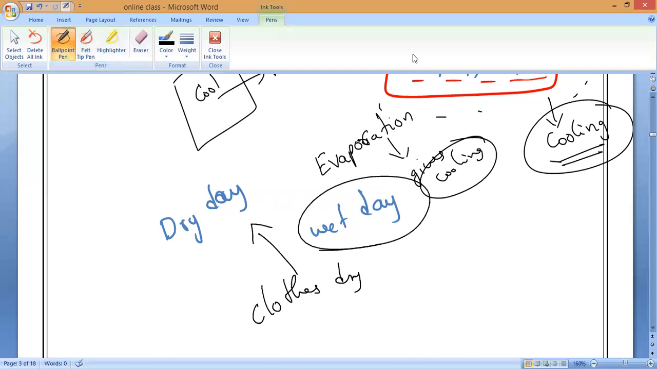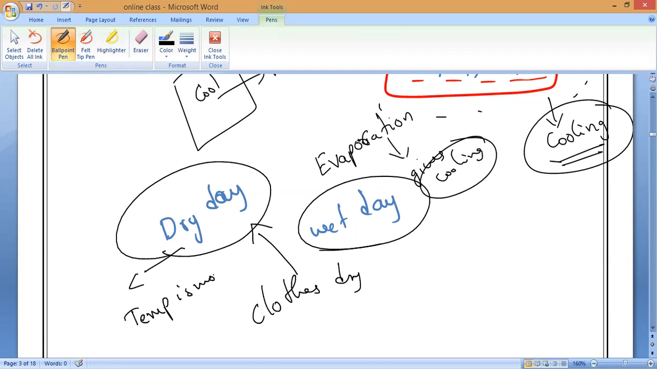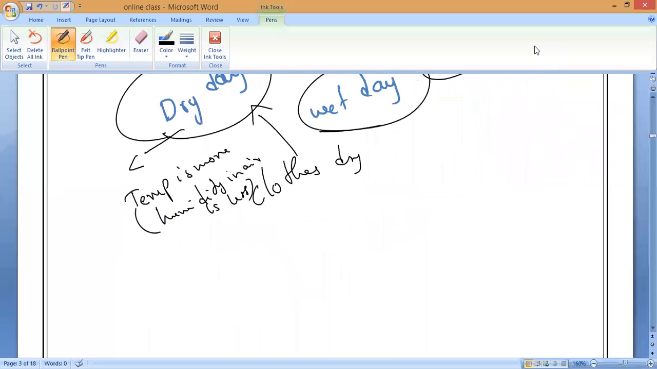Why, guys? Anyone? Because a dry day means the temperature is more, so the humidity is less. Understand? So humidity in the air is less, and so the evaporation rate will be faster.